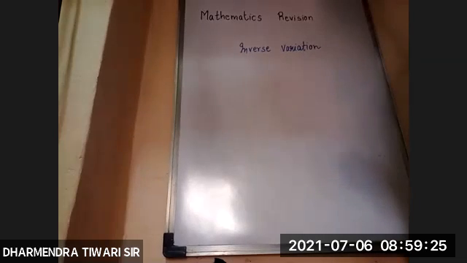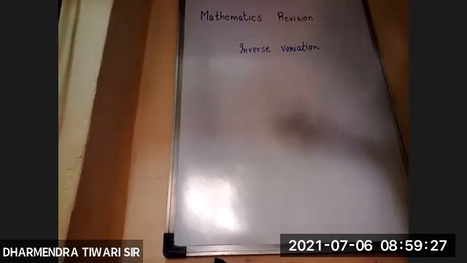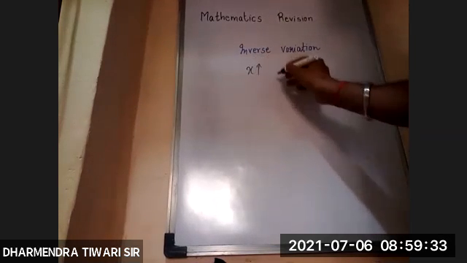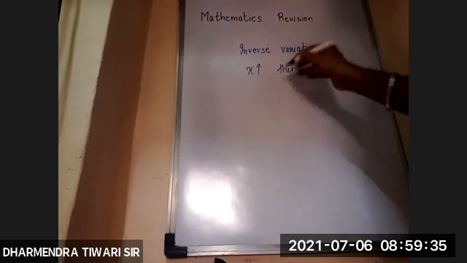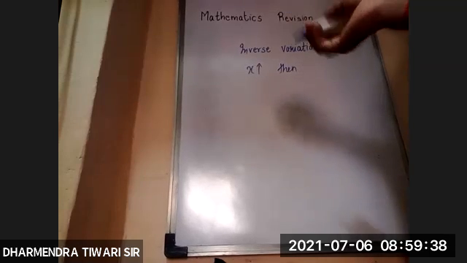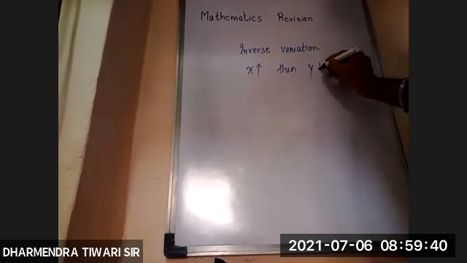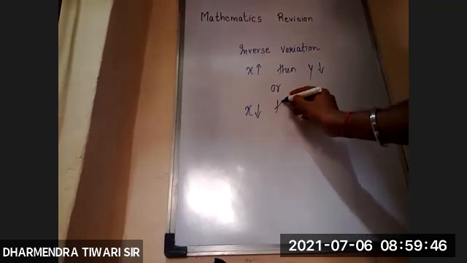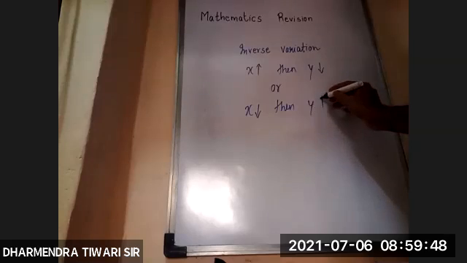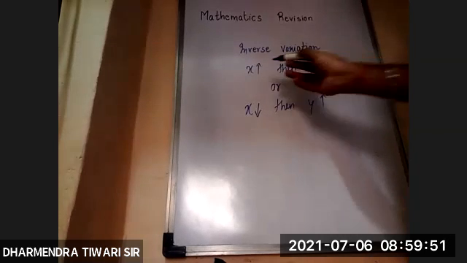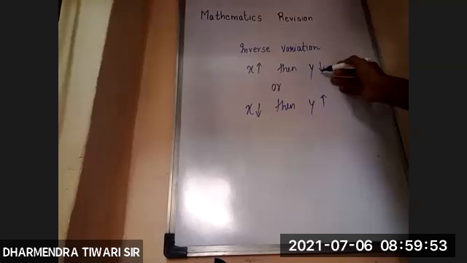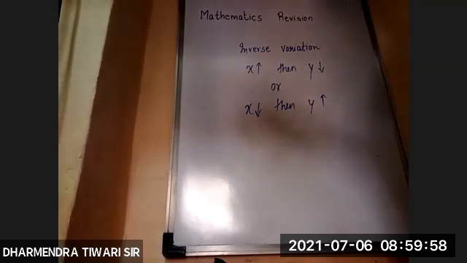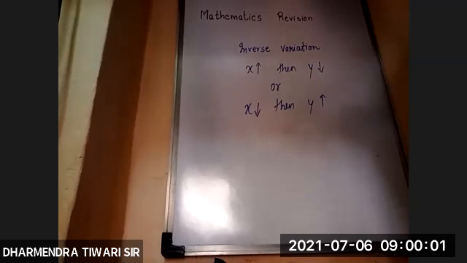Inverse variation. Now, inverse variation means if one variable increases, then the second variable associated with it decreases, or if the first variable decreases, then the second variable increases. In the sense, the value of the first variable increases and the value of the second variable decreases, or the value of the first variable decreases and the value of the second variable increases. This is the relation between them.